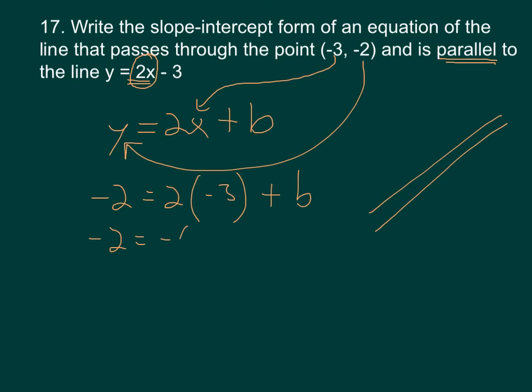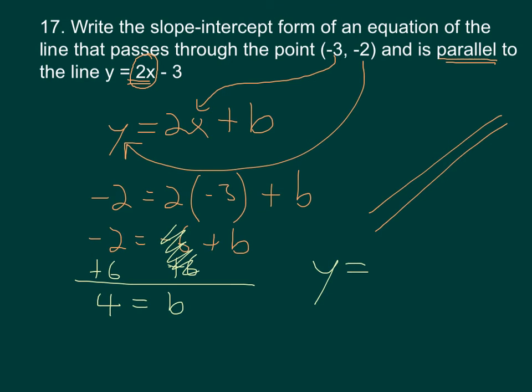My result is negative 6. And if I want to get rid of that, I have to add 6 to both sides. And I'll get negative 2 plus 6 ends up being plus 4. These cancel out, and I'm left with 4 equals b. Now to write my equation, I say y equals, I remember my slope is 2, and I just found out b is 4.